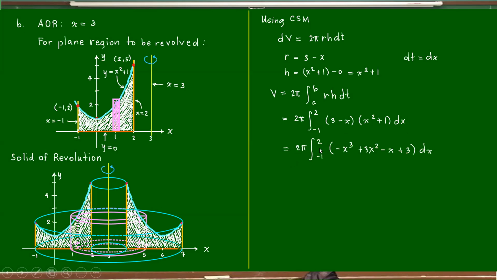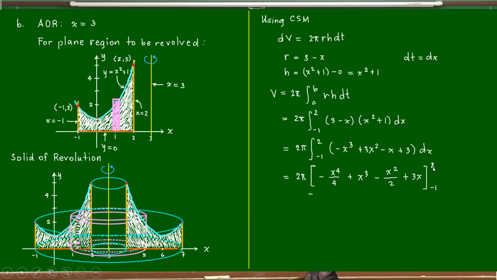So let's multiply, getting negative x cubed plus 3x squared, then minus x plus 3. Integrating: negative x to the fourth over 4 plus x cubed over 3, cancel with this 3 here, negative x squared over 2, then positive 3x.